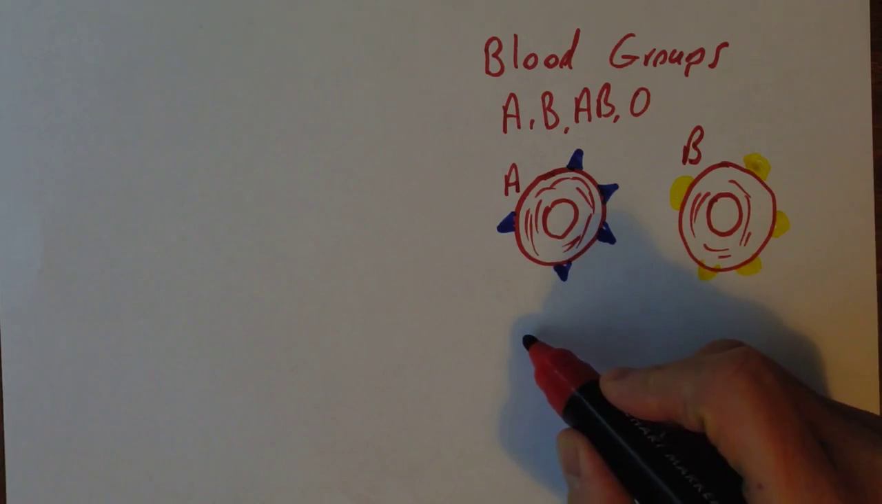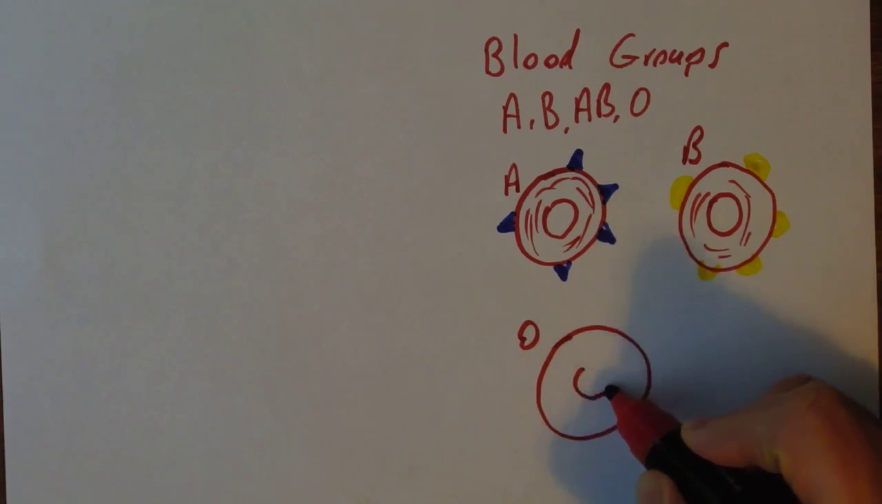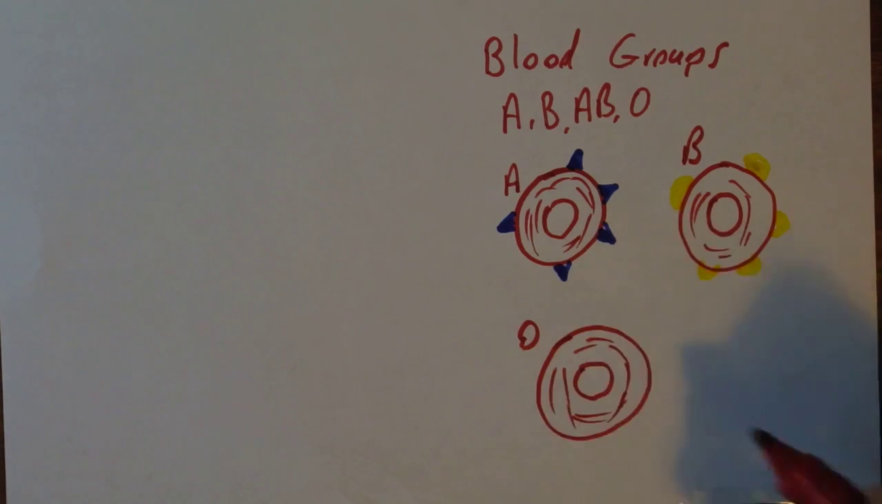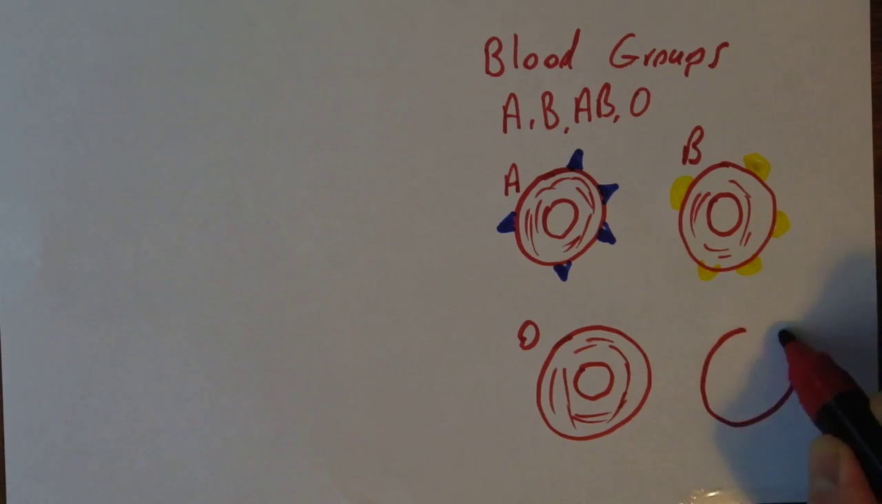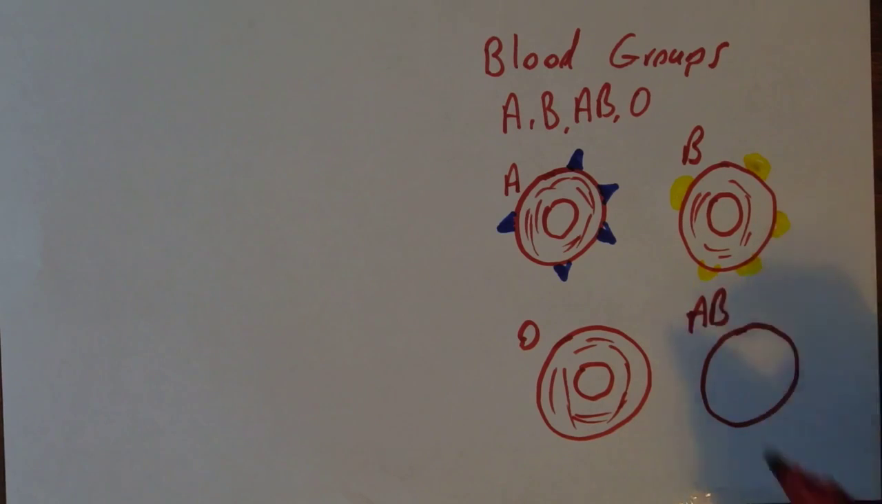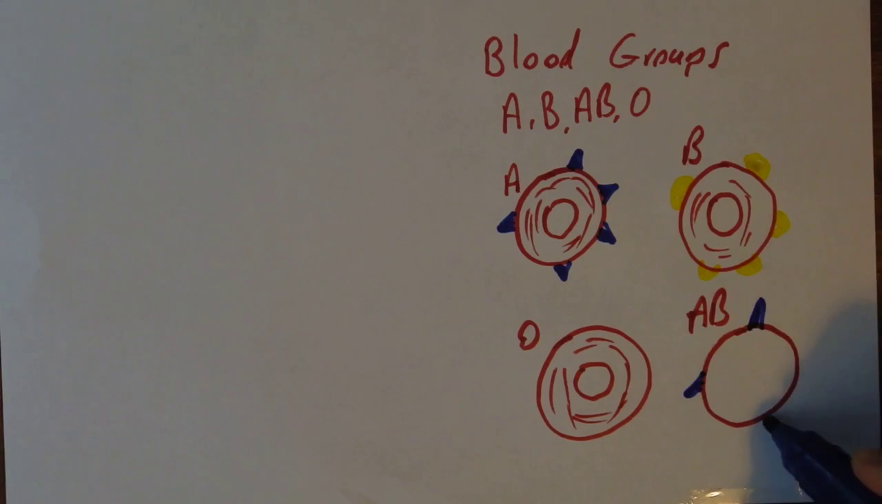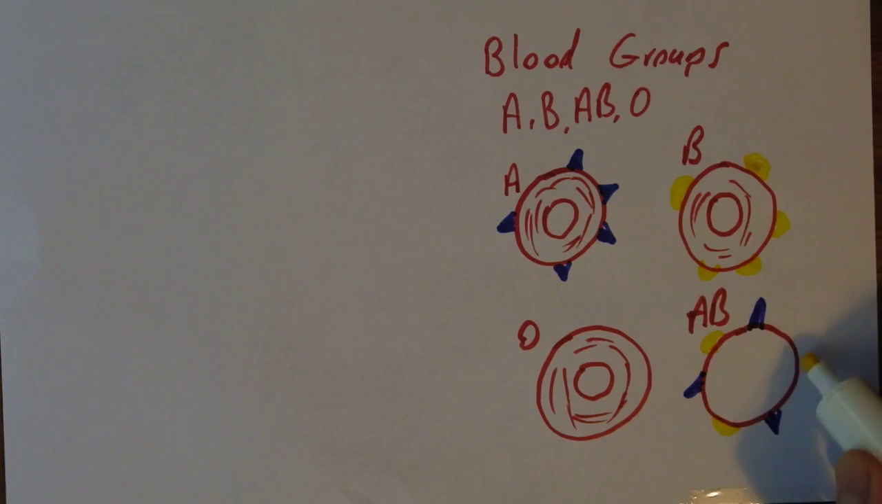Now, blood group O is actually blood group 0. O is a corruption of 0. The cells look the same, but there are no antigens on the surface of the cell. And blood group AB, well, that's going to have both. So we're going to have A antigens on the surface, and we're going to have B antigens on the surface. Contains both.